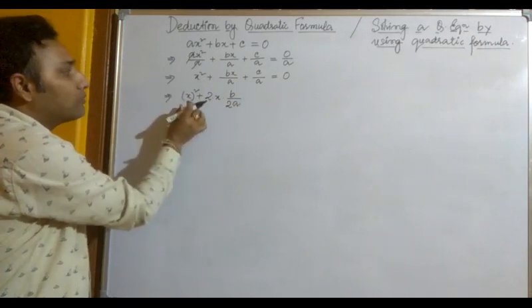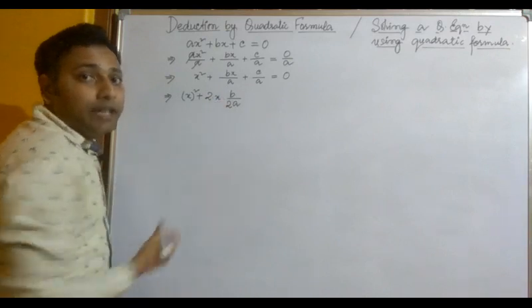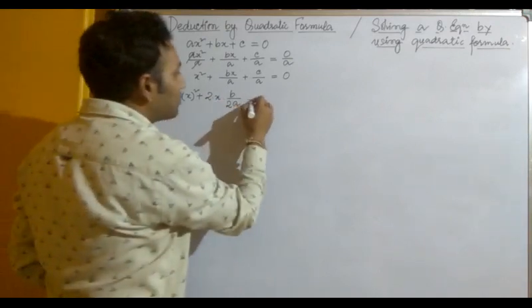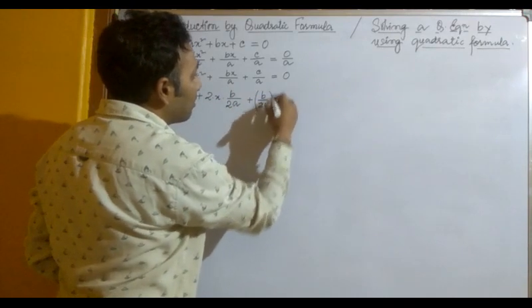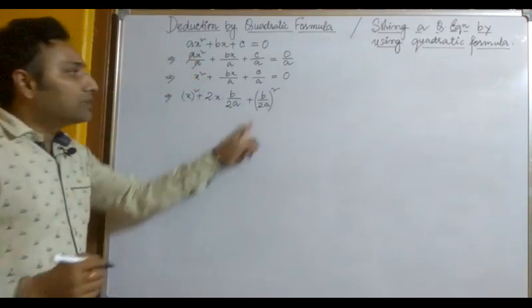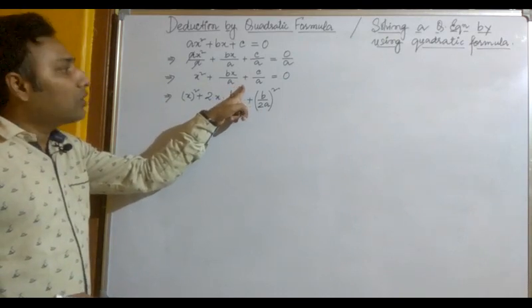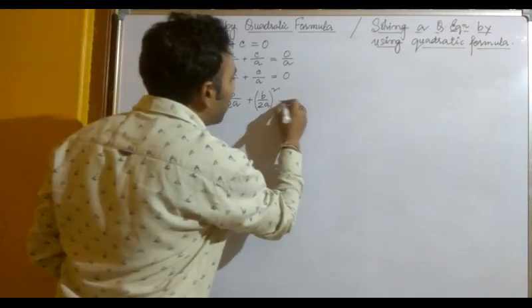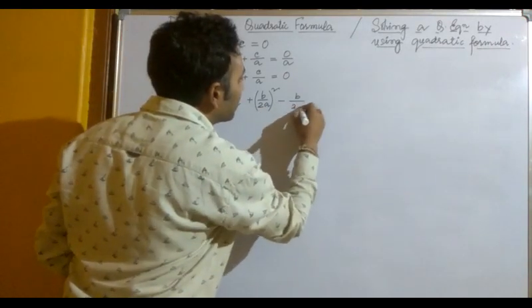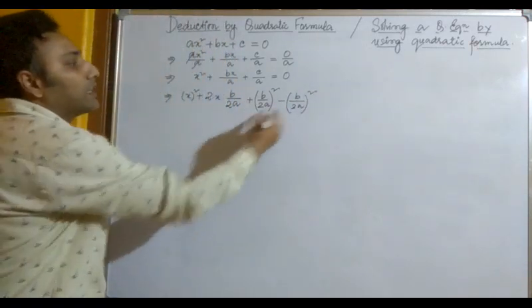Now according to our formula a square plus 2ab, our b is b divided by twice a. So I will write b square, that is b divided by twice a whole square. But you see this term is not present here. So in order to cancel this term, again I will write minus b by twice a whole square. Okay. Now these two will get cancelled.